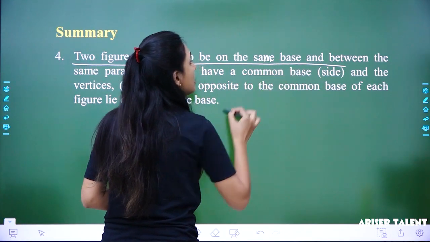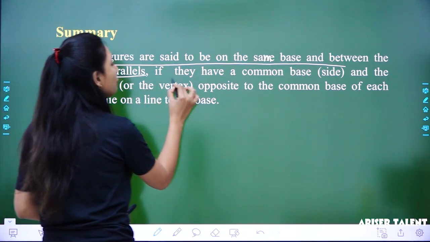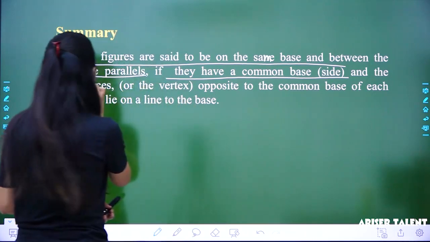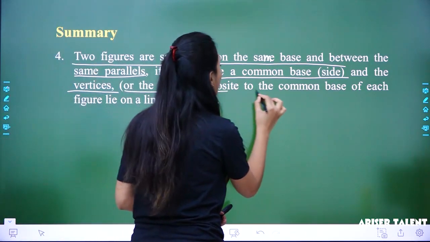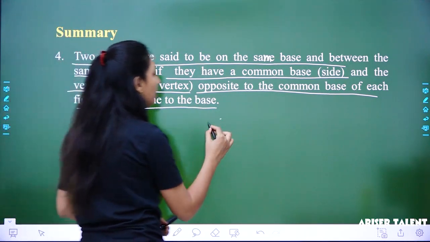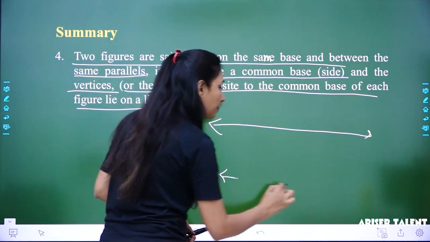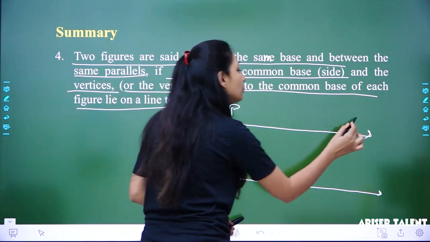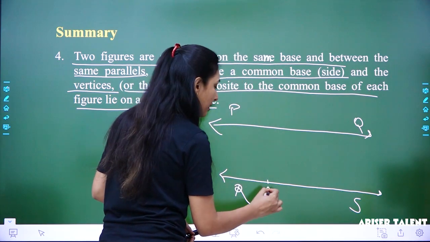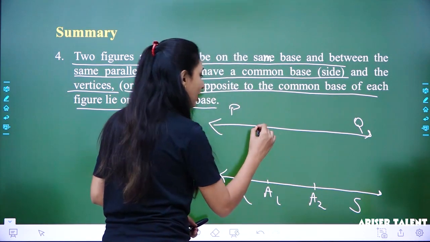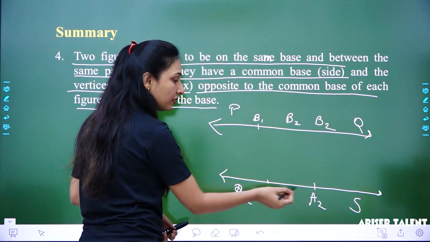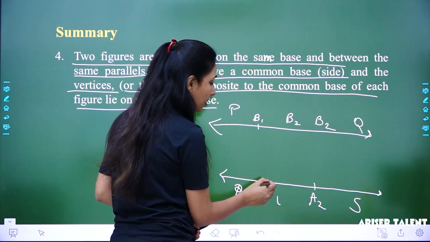This is the same base, and between the same parallels, if they have a common base and the vertex opposite to the common base of each figure lies on the line in the base. The example is, this is PQ and this is RS. These are two parallels. Now if I'm having this base A1, A2, and here I'm having these points B1, B2, B3. Let's have the same base AB, A1 and A2.